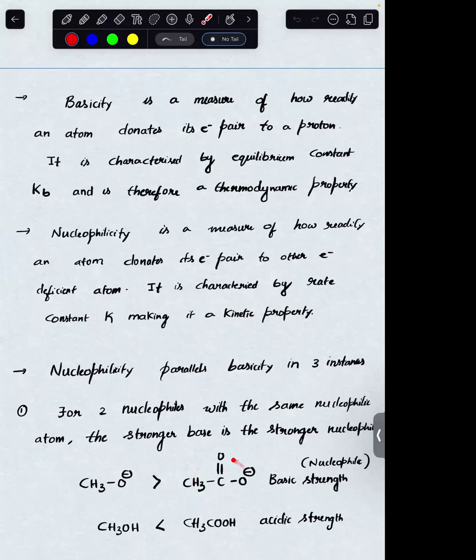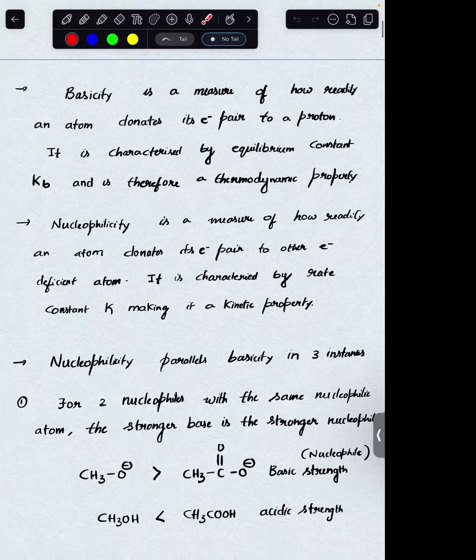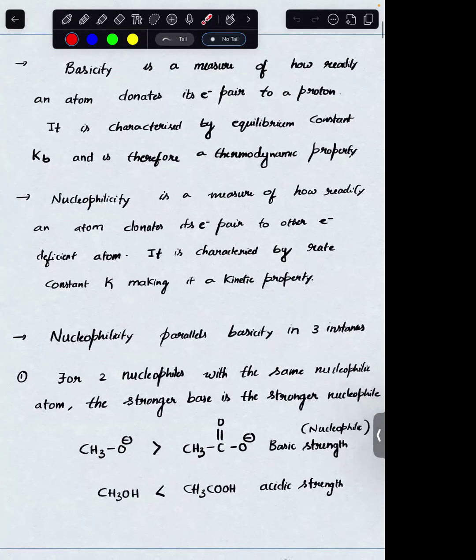We know that carboxylic acid is a stronger acid when compared to alcohol, right? So carboxylic acid being a stronger acid, its conjugate base will be a weaker base when compared to alkoxide. So alkoxide is a stronger base. So if I compare the basic strength order, CH3O minus is greater than CH3COO minus, and that will also become the nucleophilic strength order. If you ask me which is a stronger nucleophile among these two, alkoxide is a stronger nucleophile when compared to carboxylate. Everyone clear?